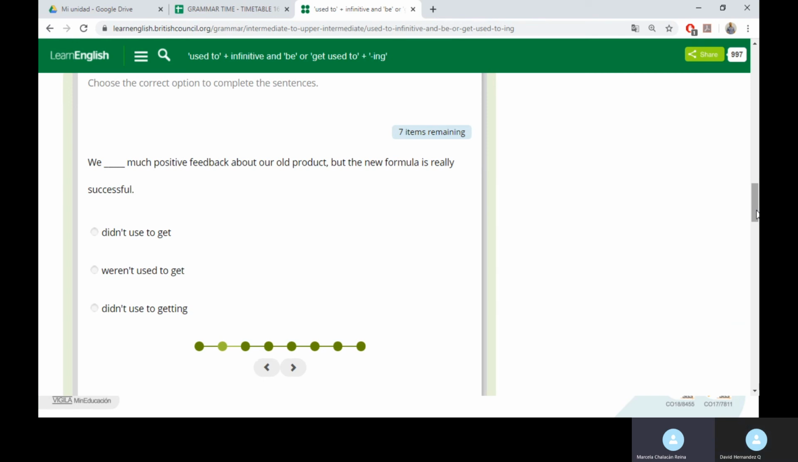The option three. We didn't used to getting. Is that the last option? Didn't used to getting? Yes, teacher. Okay, think about it and explain why.